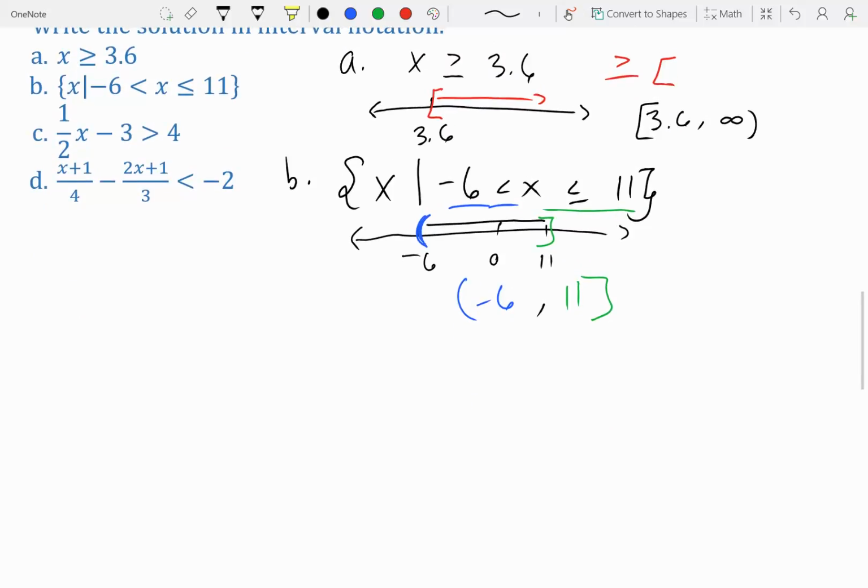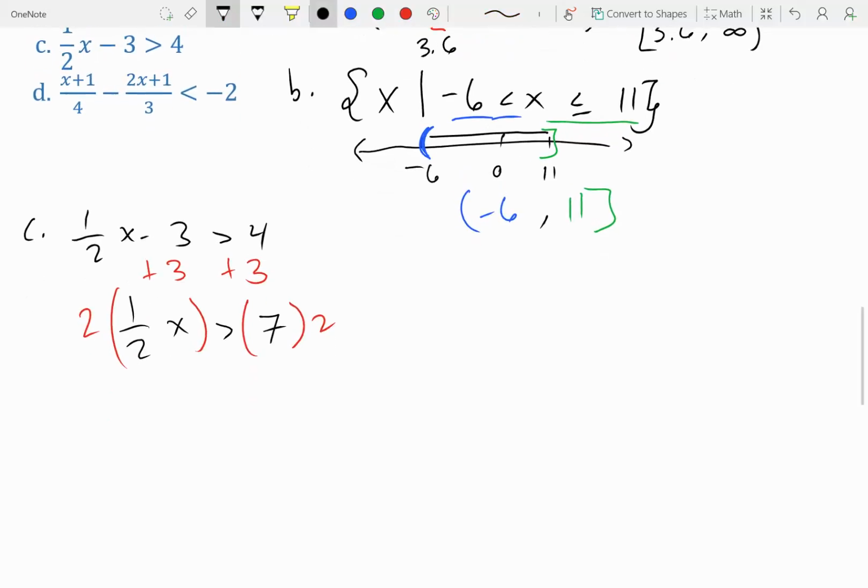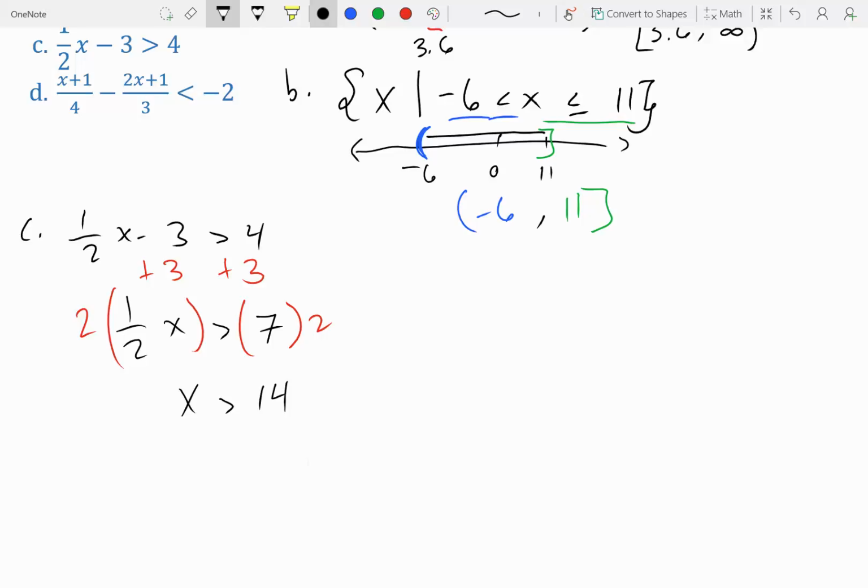I think you get the picture. So we have 1/2 x minus 3 is greater than 4. We need to solve for x here. So to solve for x, we're going to add 3. So we have 1/2 x is greater than 7. And then we need to get rid of this 1/2 by multiplying by 2. So we have x is greater than 14. So that means I want any number that's greater than 14. So in interval notation, that's 14 to infinity. And we use parentheses because of our inequality sign.